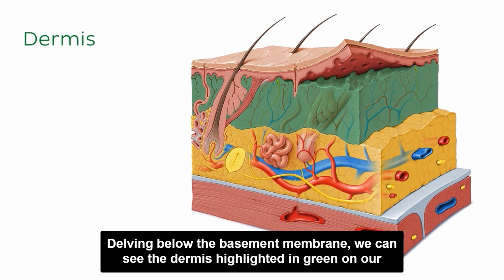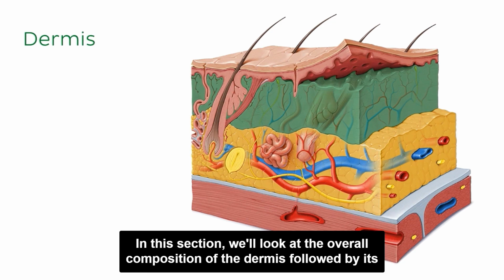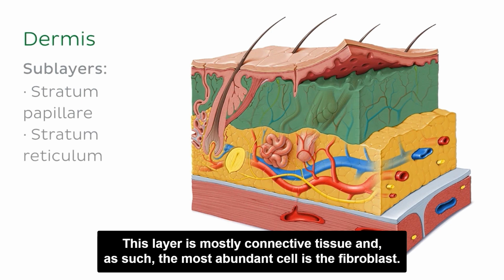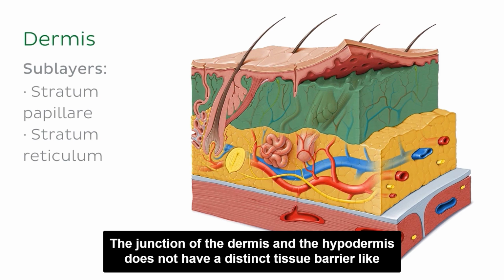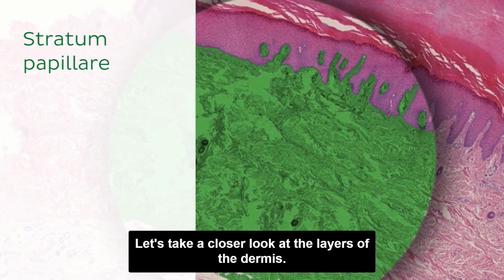Delving below the basement membrane, we can see the dermis highlighted in green on our lovely illustration here. In this section, we'll look at the overall composition of the dermis, followed by its sublayers, which are the stratum papillare and the stratum reticulare. This layer is mostly connective tissue, and as such, the most abundant cell is the fibroblast. The junction of the dermis and the hypodermis does not have a distinct tissue barrier like the basement membrane, and so it is more of a blurry transition rather than a sharp line. Let's take a closer look at the layers of the dermis.